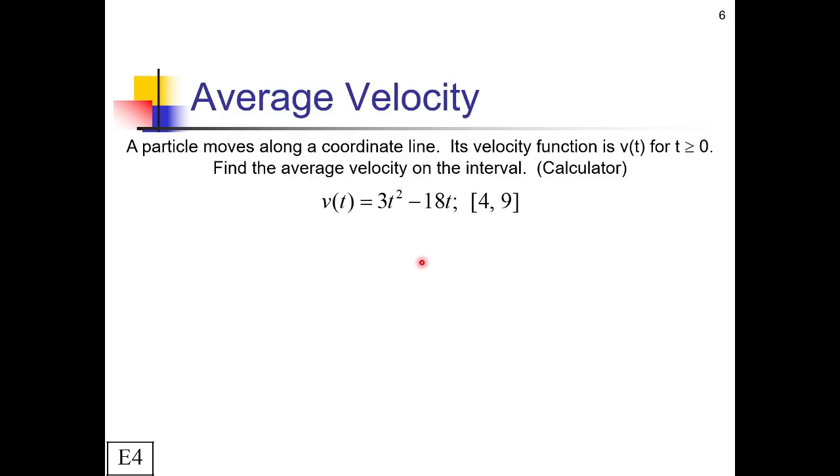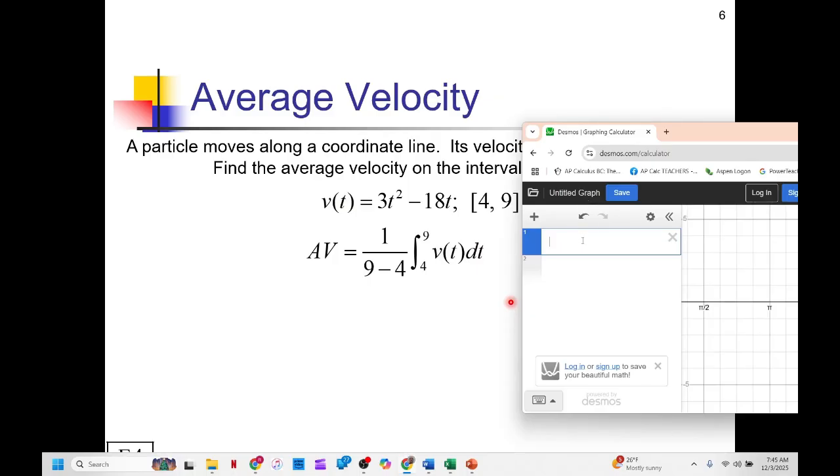All right, so using our average value formula on velocity itself, we have 1 over b minus a, so 1 over 9 minus 4, times the integral from 4 to 9 of the thing that we're trying to average, which is just v of t dt. And we just need to go into the calculator and enter all this in. So as always, let's begin by putting the velocity function in here. That's 3t squared minus 18t.